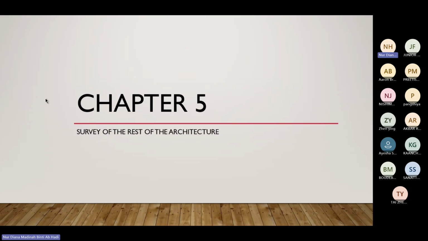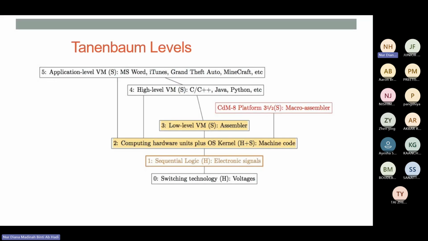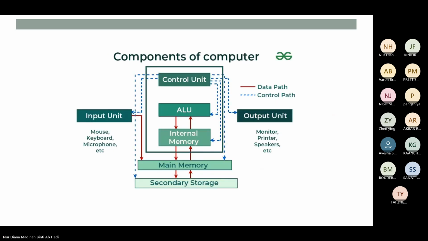Okay, let's proceed for chapter 5. Okay, the survey of the rest of the architectures. Okay, so tenable models, you already learned, we have 5 levels. Okay, so now these are the components of your computer where you have input, your output, your ALU, and your memories.